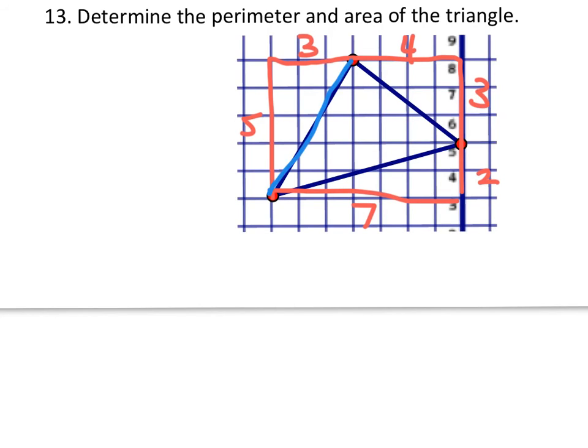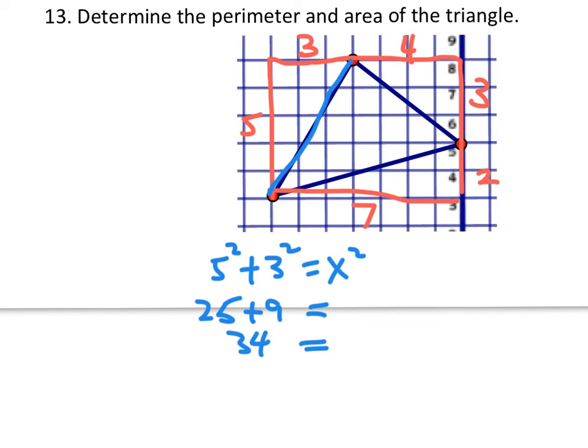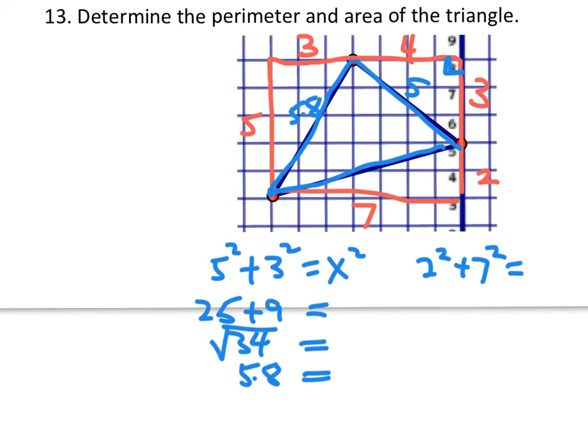For the first time, it would be 5 squared plus 3 squared is equal to x squared. So that would be 25 plus 9 is 34. And when we square root that, that diagonal distance would equal 5.8. That first distance is 5.8. For the second distance, we have 3 and 4, so it's a 3, 4, 5 right triangle, so that next distance is 5.